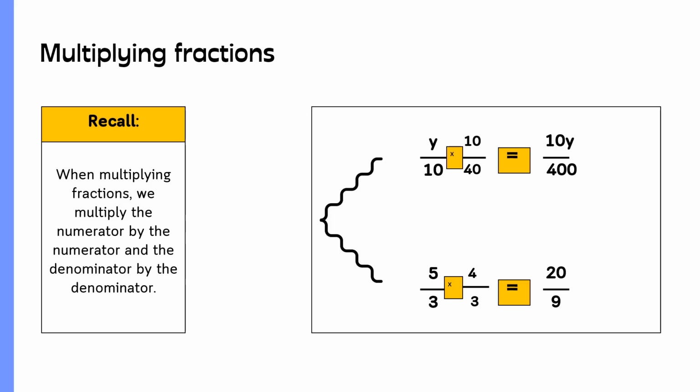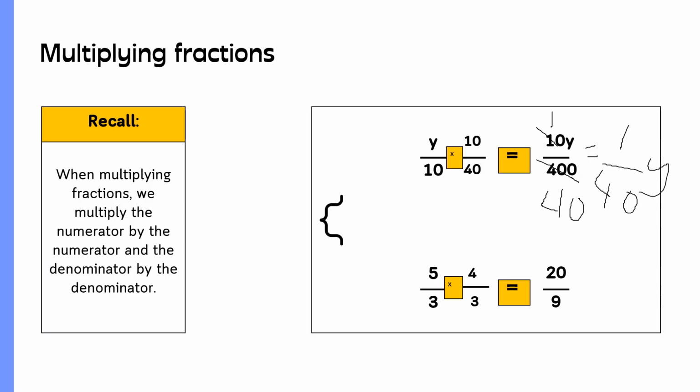And this can be broken down into an even simpler form. So 10 into 10 one time, and 10 into 400 is what? 40 times. So the answer is 1 over 40 y. So it's 1 over 40 y, or y over 40, right? Now the next one is 5 divided by 3 times 4 divided by 3.